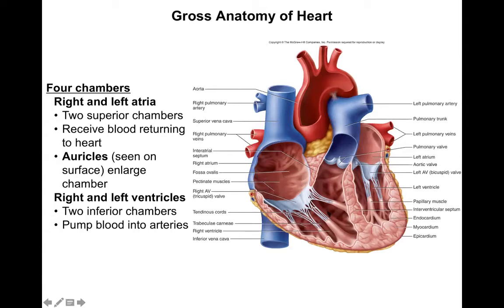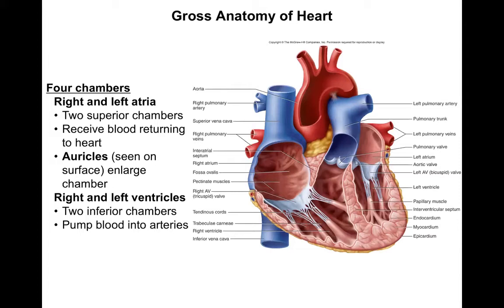From the right atrium to the right ventricle, there is a valve known as the right AV valve, or the tricuspid valve, okay? Right AV valve means right atrioventricular valve, or the tricuspid valve. There is another valve from the left atrium to the left ventricle. This is known as the left atrioventricular valve, or the bicuspid valve, or the mitral valve. Why mitral? Because it looks like a bishop's hat, and that's the reason it's known as the mitral valve.